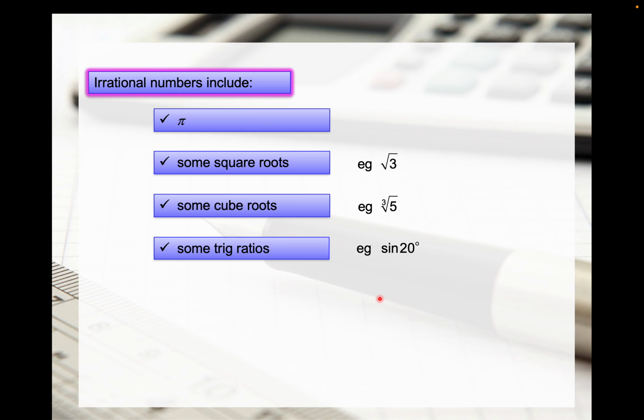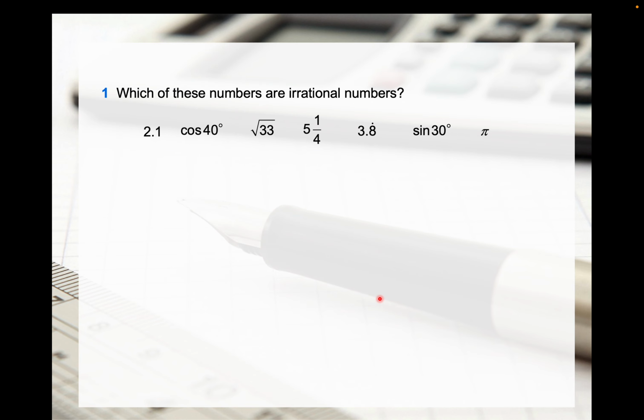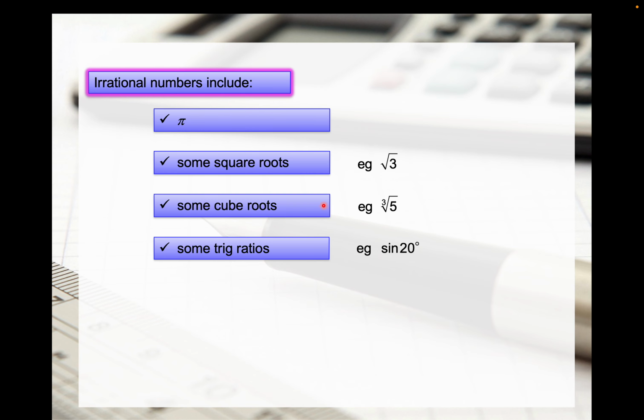Sine 1 degree, for example, can be shown as irrational, but only some trigonometric ratios, because sine 30 is not an irrational number, since sine 30 is 1/2. So that's basically irrational numbers. The numbers that we cannot show as a fraction, we call irrational. Numbers that can be shown as a fraction are called rational numbers.